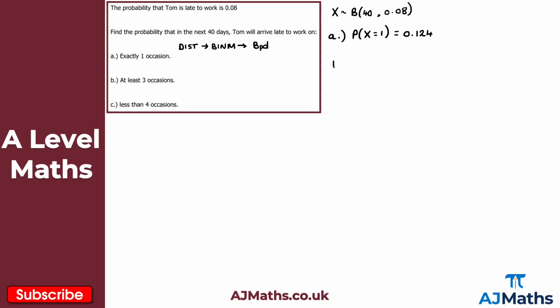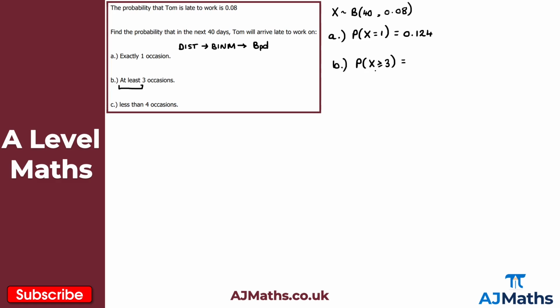Now for part B, it says at least 3 occasions. So again, I need to take this statement here and translate that into a basic probability like we did for part A. Now I see this phrase straight away, at least. So what that's telling me then is this would be x being greater than or equal to some number. But in this case, that number is 3. So here we're looking for the probability that x is greater than or equal to 3.